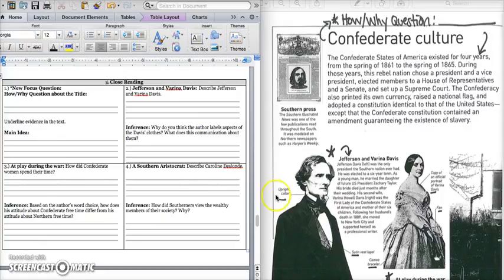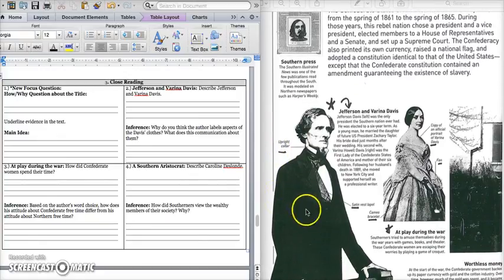In box 2, we're looking at this picture and caption of Jefferson Davis and his wife, Varina Davis. It says, Jefferson Davis, on the left, was the only president the Southern nation ever had. He was elected to a 6-year term. As a young man, he married the daughter of future U.S. President Zachary Taylor. His bride died just months after their wedding.